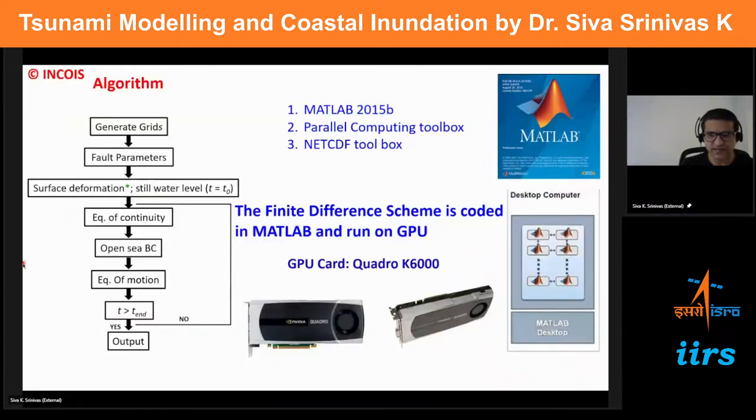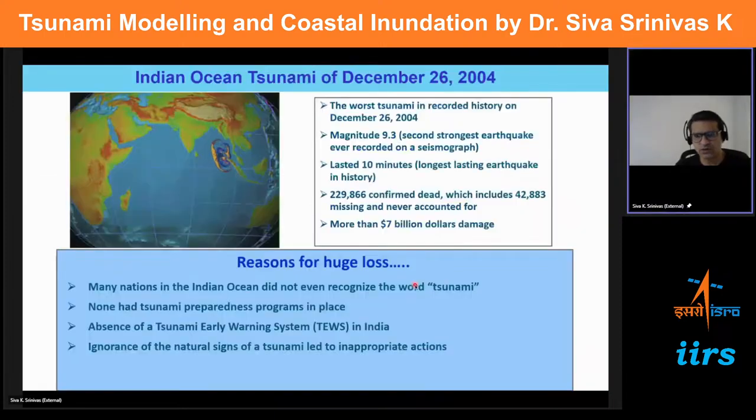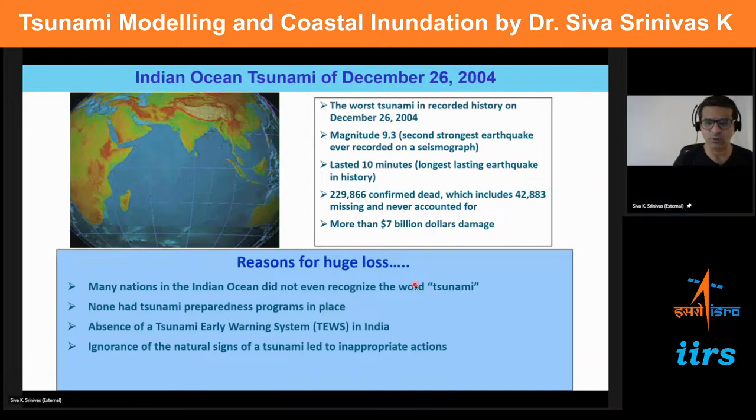So, as we need faster and quicker calculations, we need to use GPUs or parallel computing. Okay. So as an example of how tsunami is modeled, I show the December 26, 2004 tsunami. You know very well about the December 26, 2004 tsunami. It was a highly devastating tsunami. It killed a lot of people, approximately 2 lakhs plus. A huge loss of property was there.